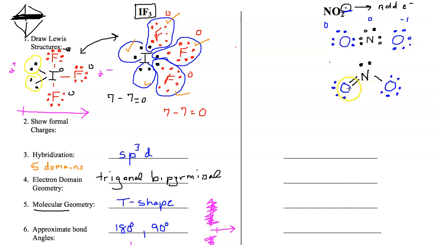But wait a minute. This middle N is what hybridization? How many regions of electrons do I have? I've got to include the lone pair here. So 1, 2, 3. I don't count the pi bonding. Okay, 1, 2, 3. So there are, for hybridization, 3 domains. And therefore, an S and 2 P's came together. And it's sp2.